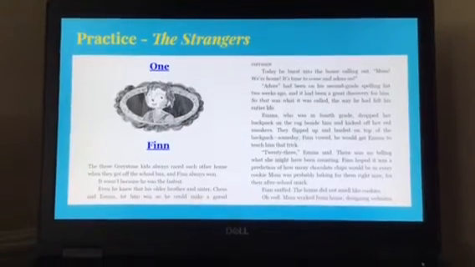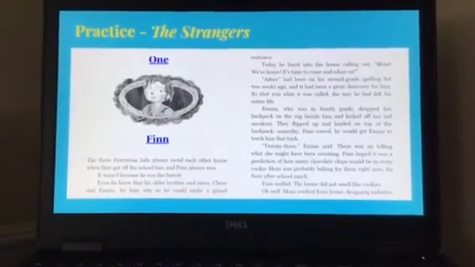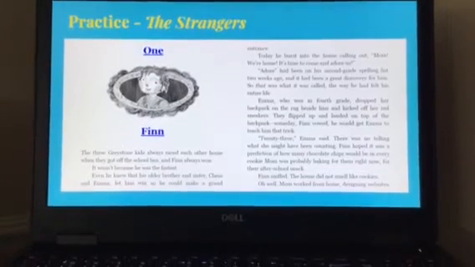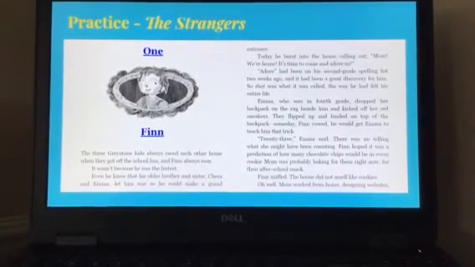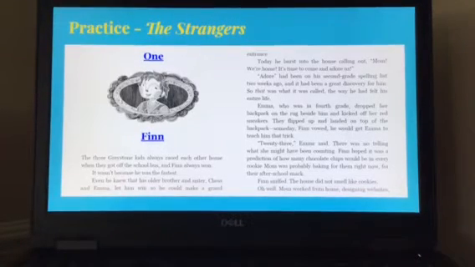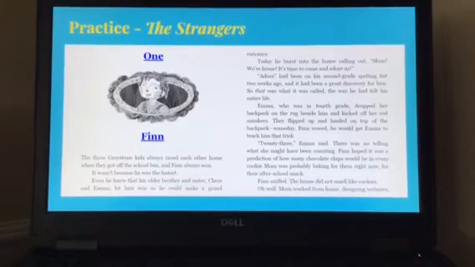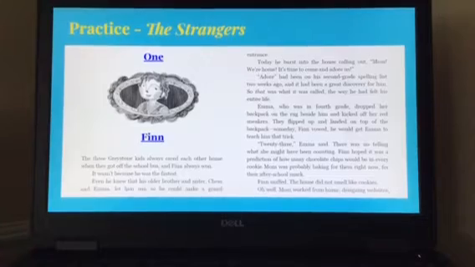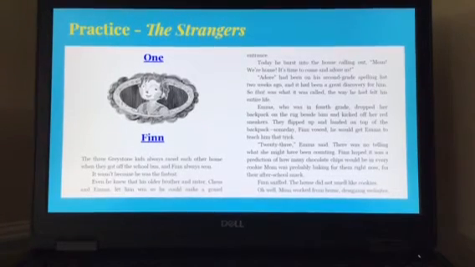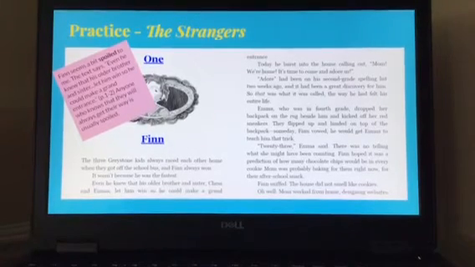Here's some practice. In The Strangers, our book that we were reading, we read about Finn in chapter 1. "The three Greystone kids always raced each other home when they got off the school bus, and Finn always won. It wasn't because he was the fastest. Even he knew that his older brother and sister, Chess and Emma, would let him win so he could make a grand entrance." When I read that, I might stop and put in a sticky note: Finn seems a bit spoiled to me.